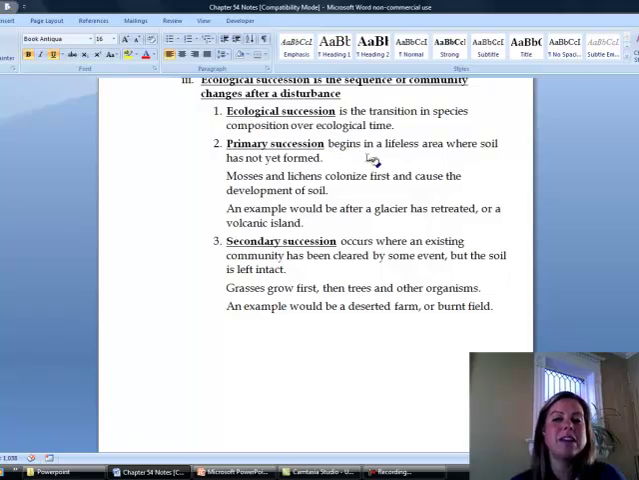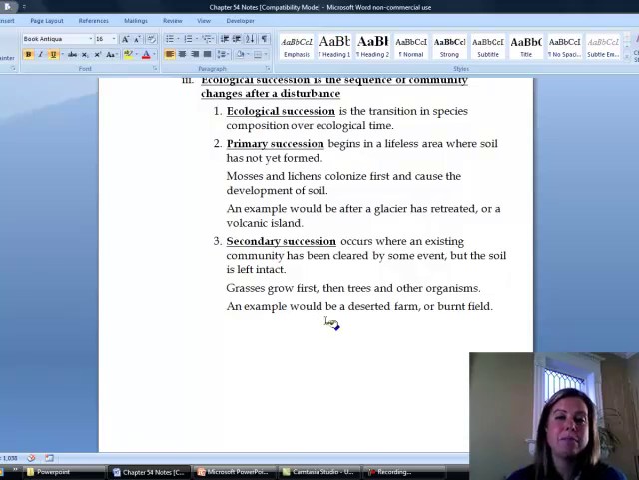Primary succession is going to be in an area where there isn't even soil yet. So if you think about an area where a glacier has retreated and it's just rock, or a new volcanic island that has just rock, those are going to be examples of where primary succession is going to happen. And what's going to happen is moss and lichens. Lichens are going to be those orange and gold and green things that you see growing on the side of rocks when you go hiking and stuff. Those are going to come along and get onto the rocks and start breaking the rocks down into soil. Not a fast process, but that's how they work. So that's all going to be primary succession.